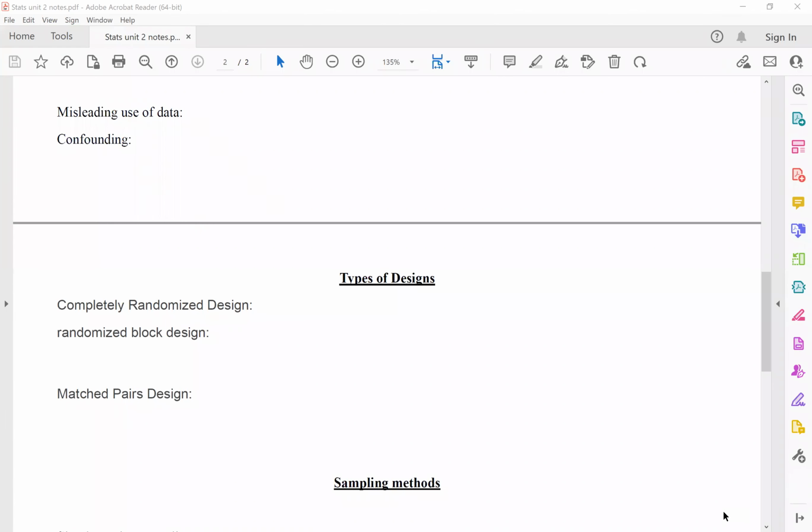When I'm going to do a study, I can design it. And there are three types of designs I'm going to talk about. First one, completely randomized design. Okay, so I'm going to choose people, right? I'm going to do a survey.